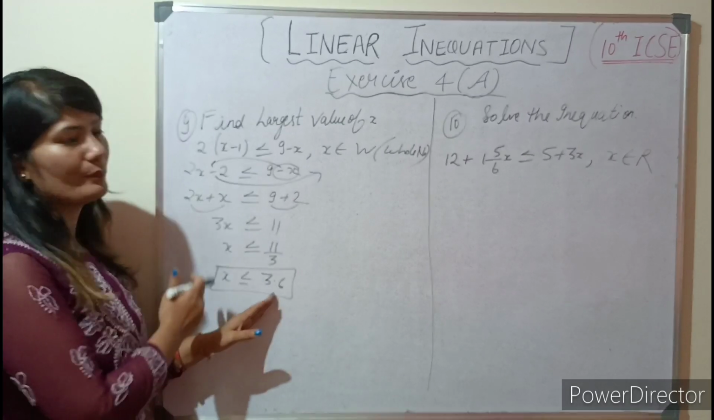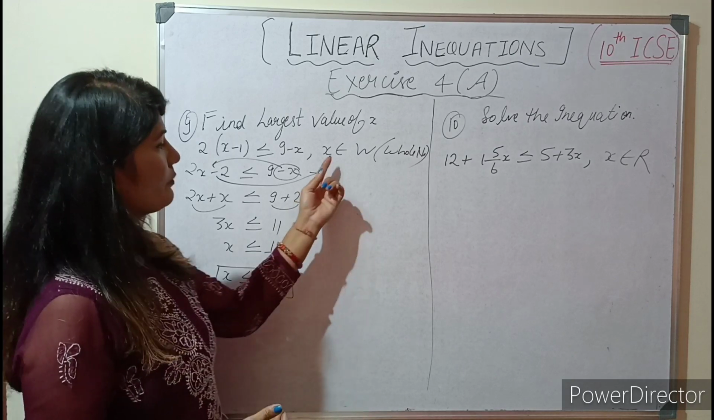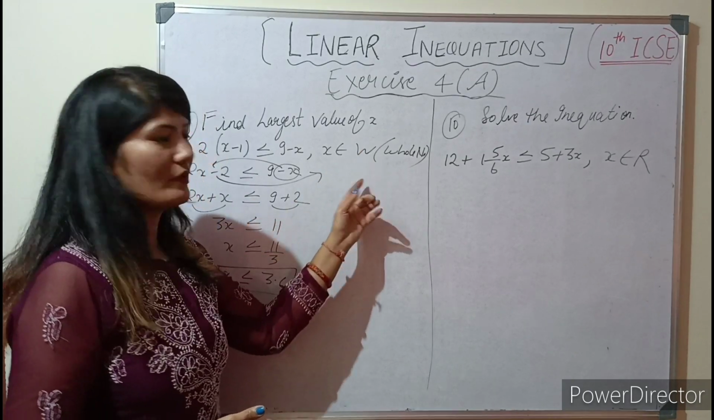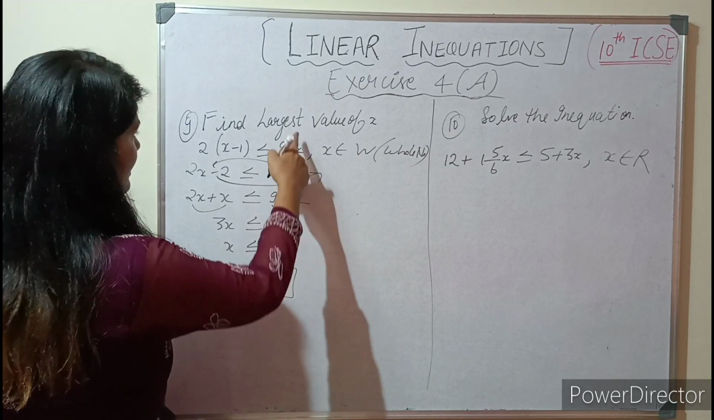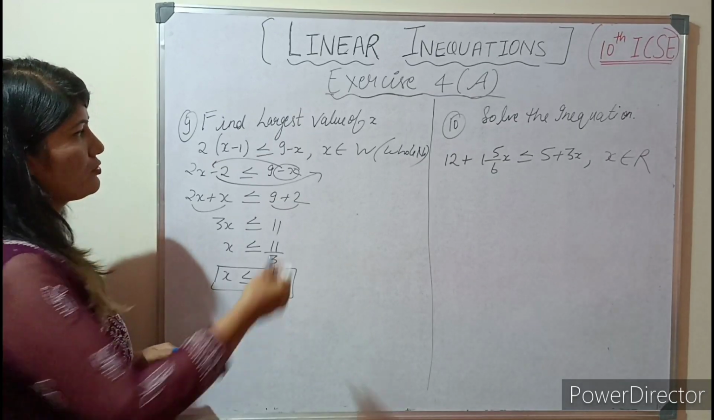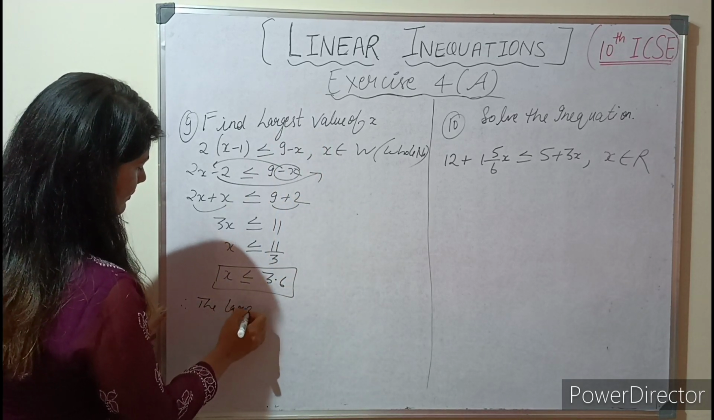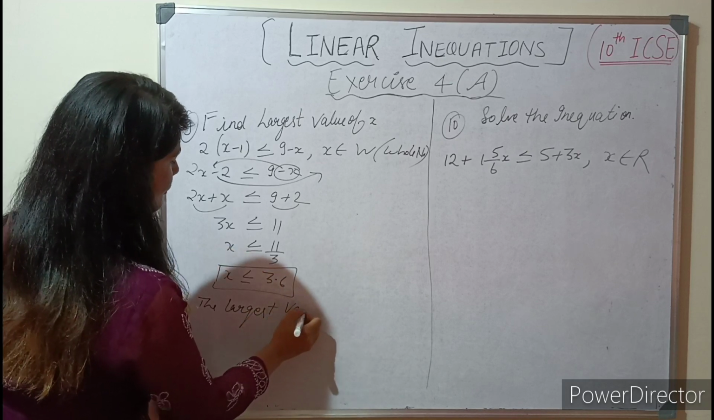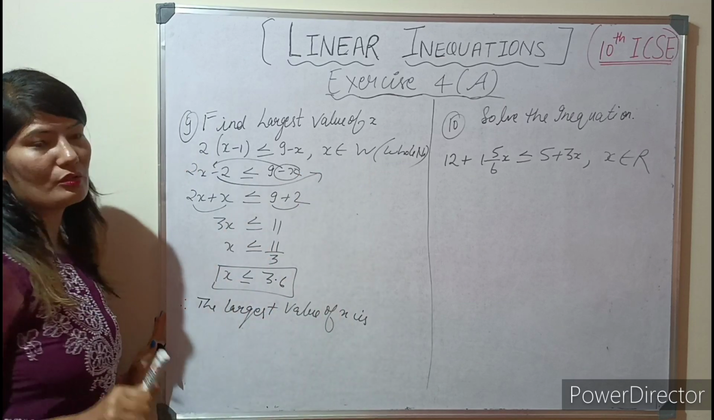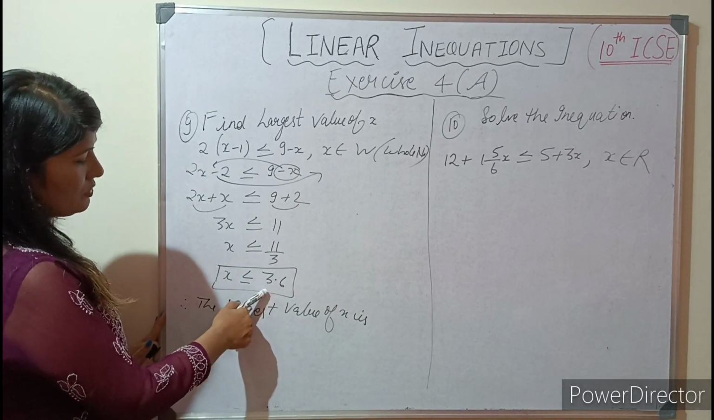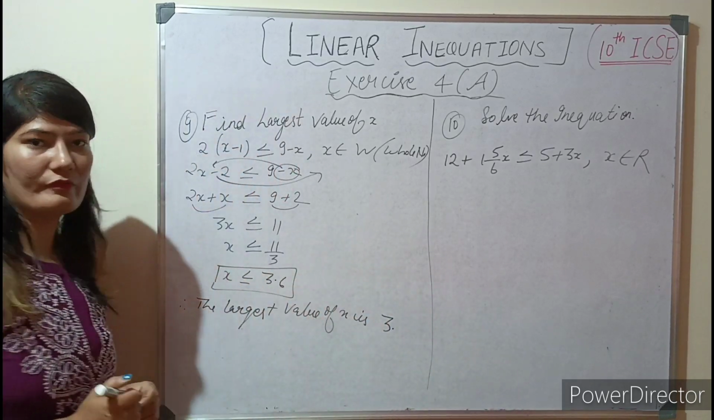So here less than 3.6 means you will take 3, 2, 1, 0. Clear? Because here whole numbers, and whole number starts from only 0. So this is 0, 1, 2, 3. So in this case you have to find the largest value. Therefore the largest value of x is, if you start from 0, 0, 1, 2, 3, you will stop at 3. So here 3 is the largest value of x.